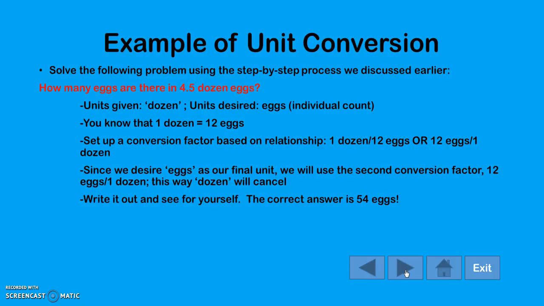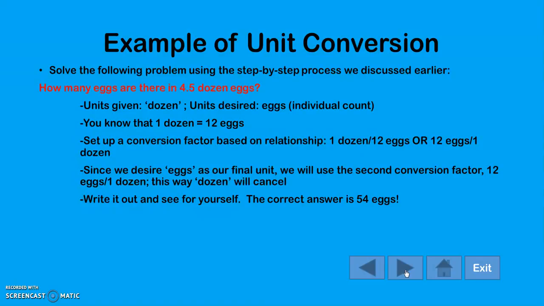Solve the following problem using the step-by-step process we discussed earlier. How many eggs are there in 4.5 dozen eggs? Units given, dozen. Units desired, eggs. We don't need a conversion chart to know that 1 dozen equals 12 eggs. Set up a conversion factor based on the relationship, 1 dozen per 12 eggs or 12 eggs per 1 dozen.